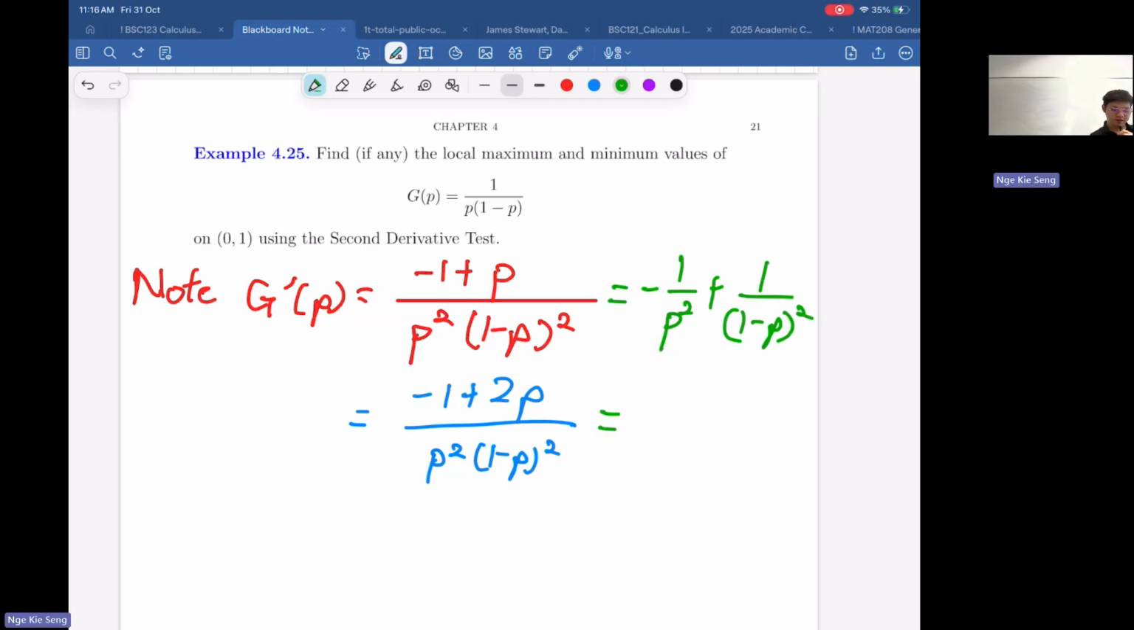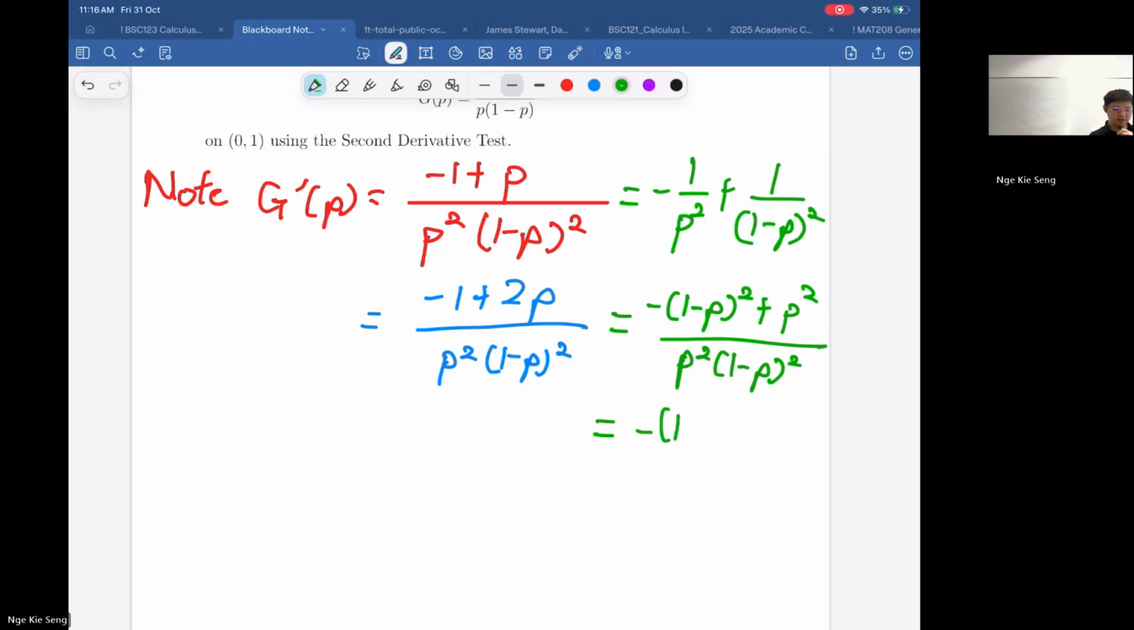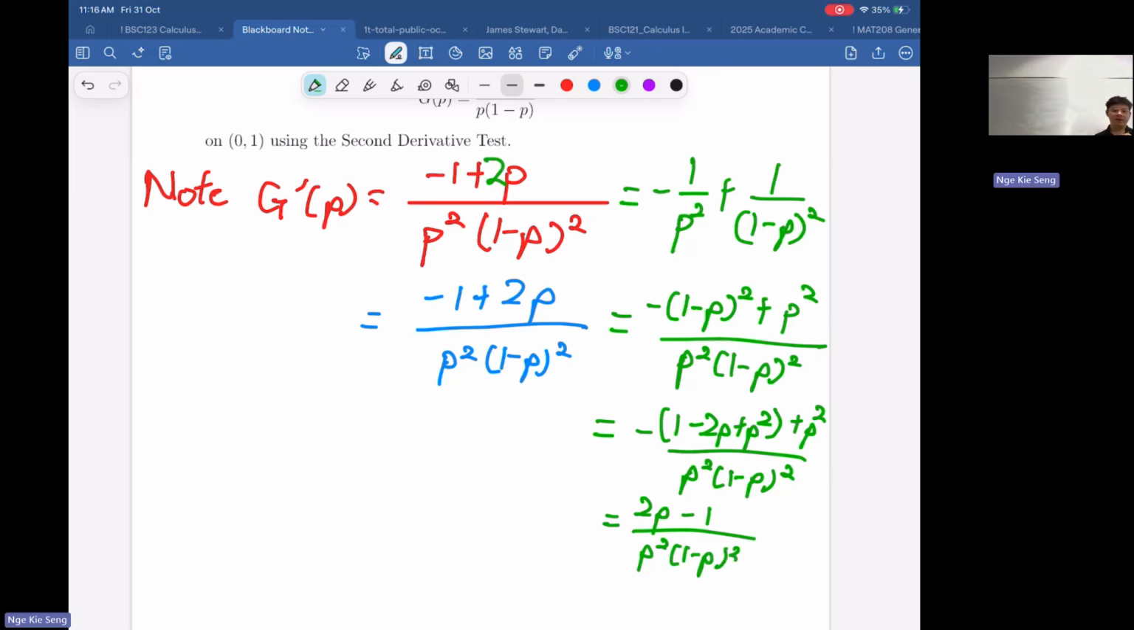If you want to make them the same, use the same denominator, and then you expand it out: minus 1 plus 2p minus p squared plus p squared. In the end the p squared cancels, and you get 2p minus 1. So you get a 2p. Good.